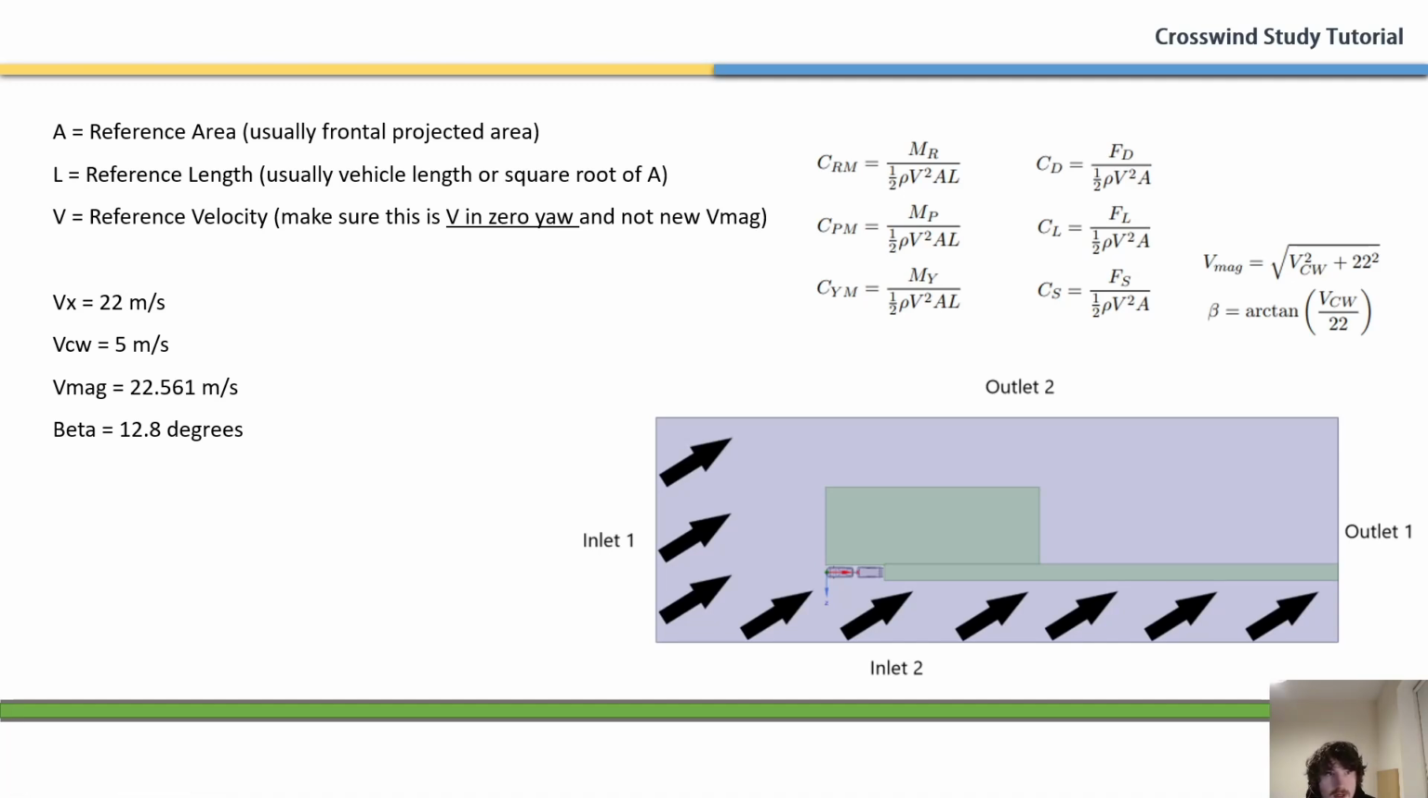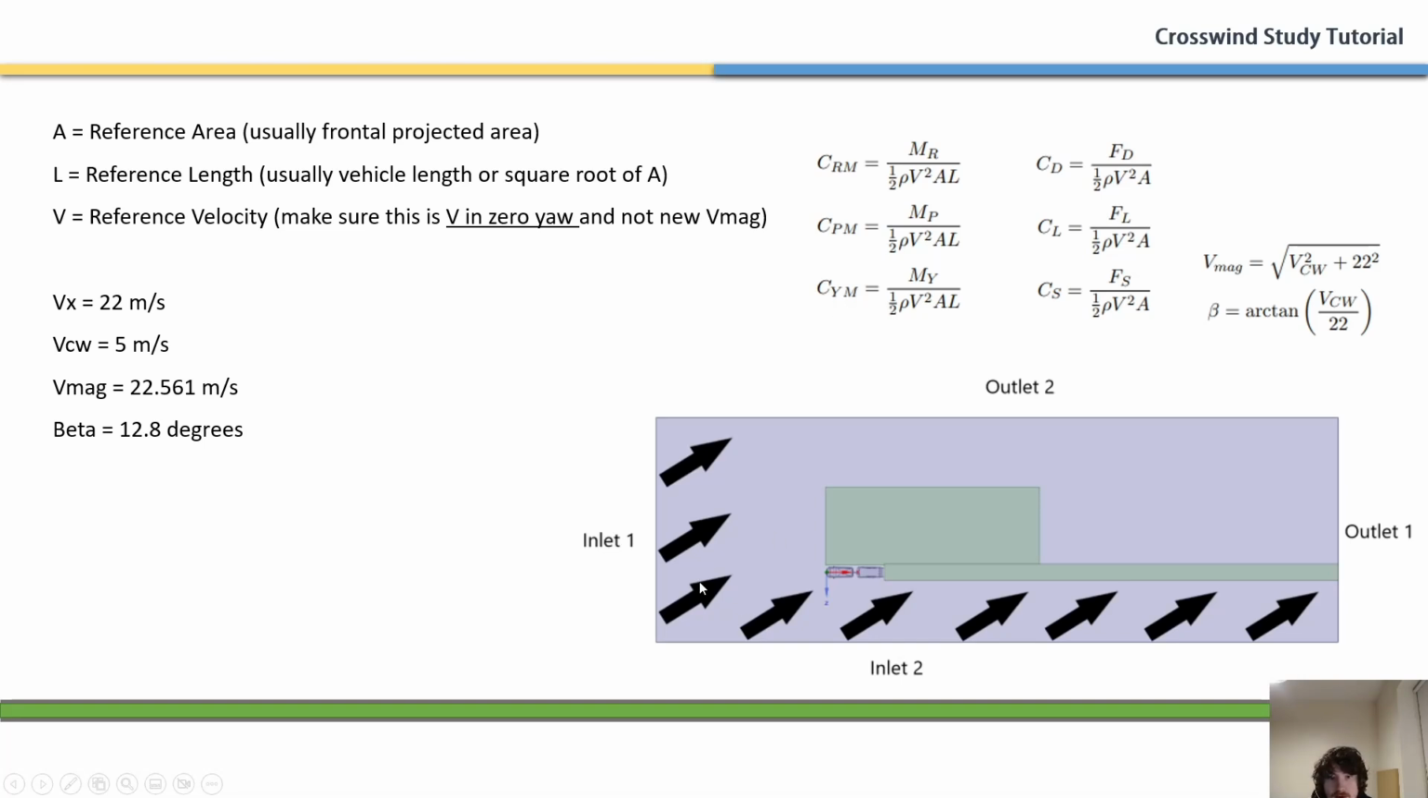So what we look at first is some of the equations that we'll be using and a general look at what our domain will look like. As you can see here, these are the six coefficients that we'll be calculating. We'll be getting the drag, lift, and side force coefficient, and also the moment coefficients, which are the roll, pitch, and yaw moment. The yaw moment being the most important when it comes to stability.